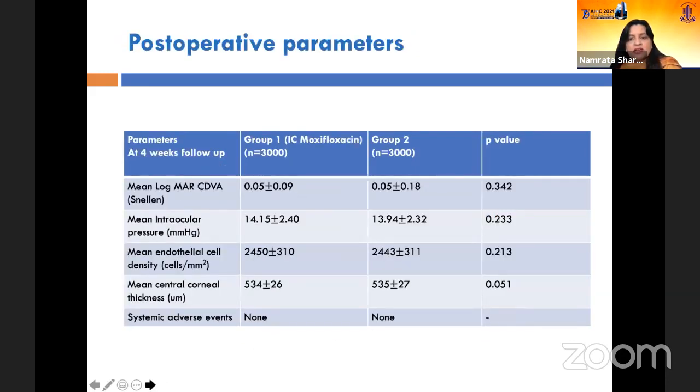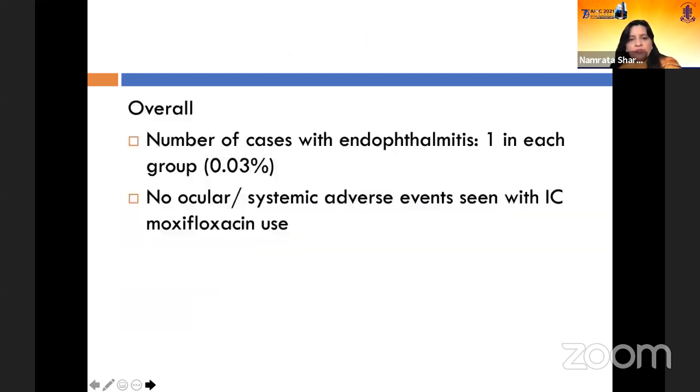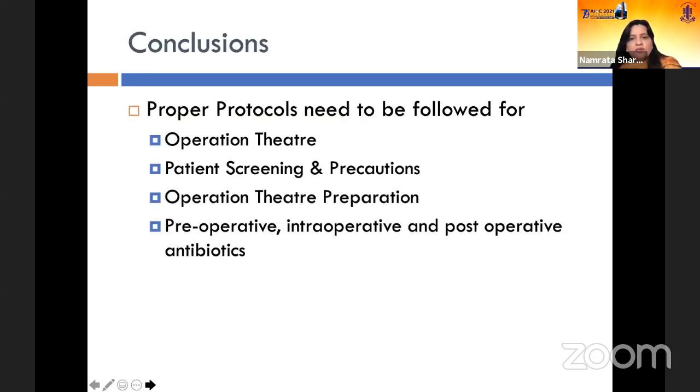And these are our post-operative results. You see there is hardly any difference between the 2 groups where moxifloxacin is given and where it is not given. And overall, the number of cases with endophthalmitis was only 1 in each group, and there were no ocular or systemic adverse events seen with intracameral moxifloxacin use as of now. So this is just an interim analysis.